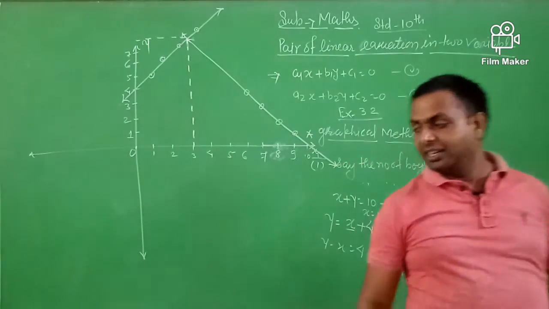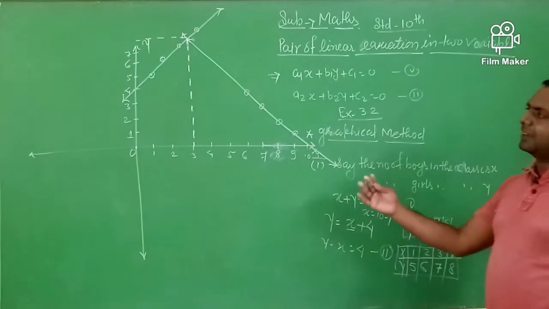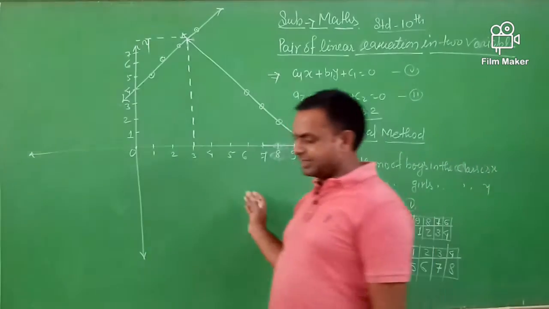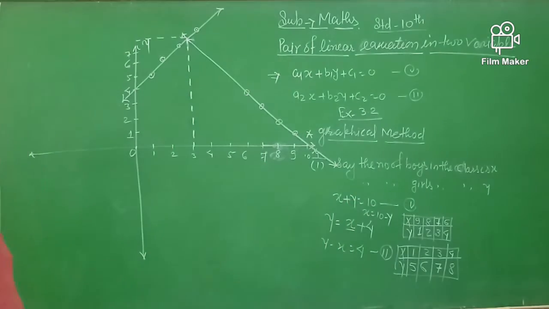At that situation, you can find the solution of the equations using the graphical method, and this method is called the graphical method for the solution of a pair of linear equations in two variables. Okay, I think all of you understand, and you can find the solution of the equations graphically.